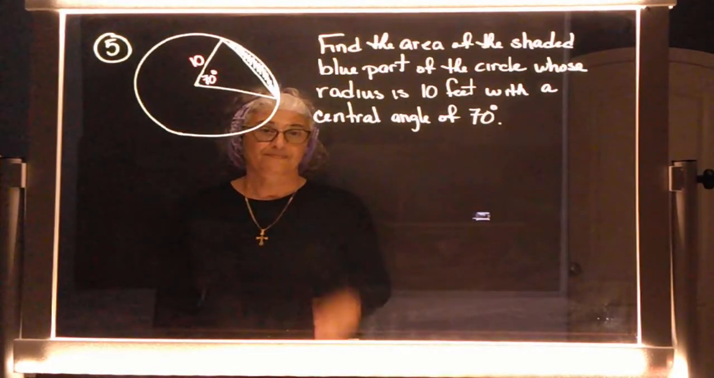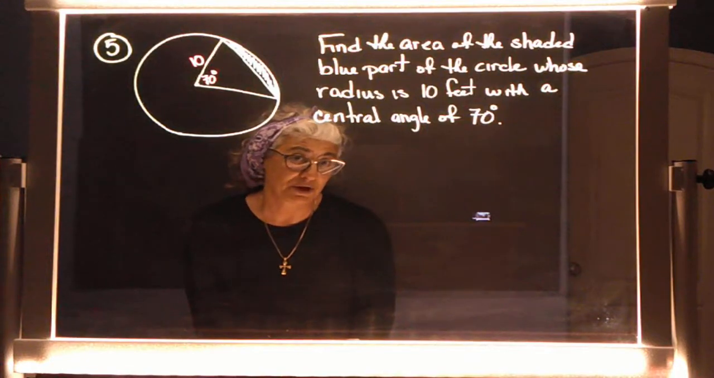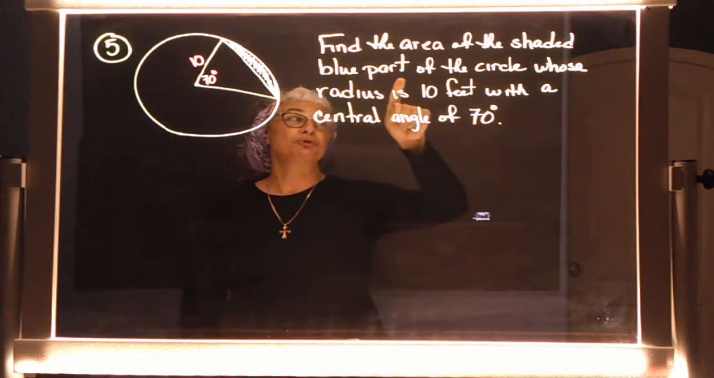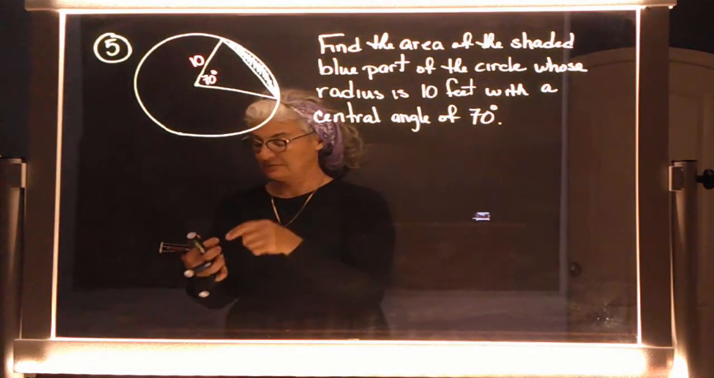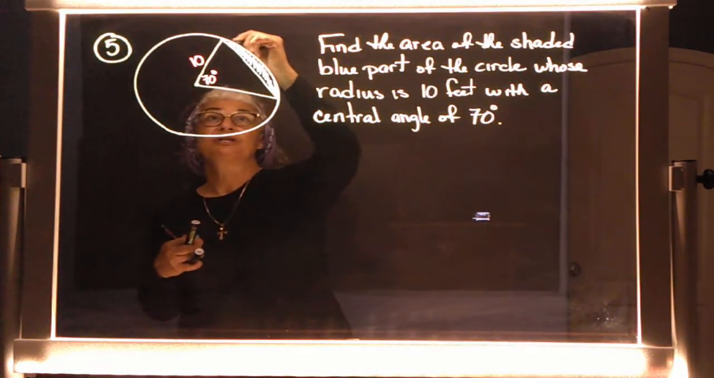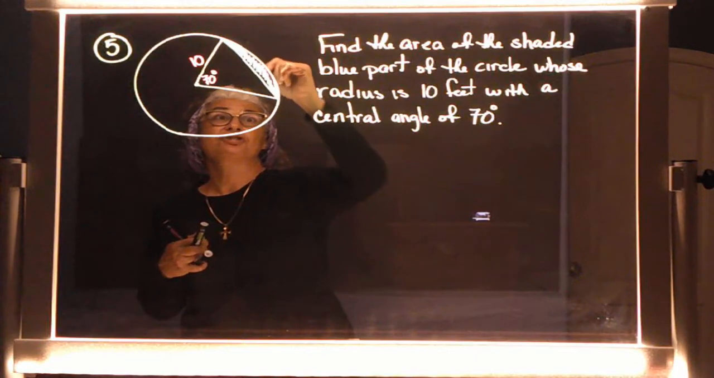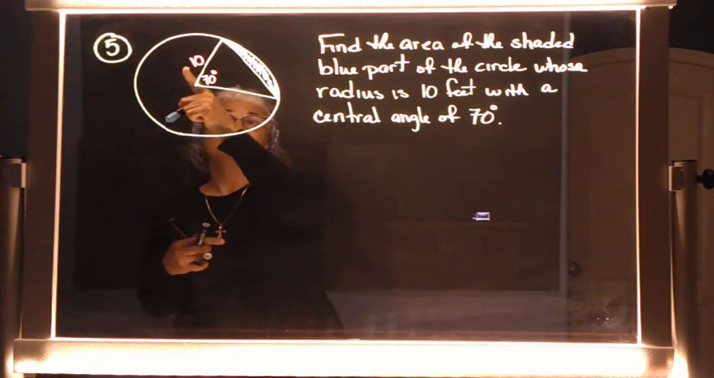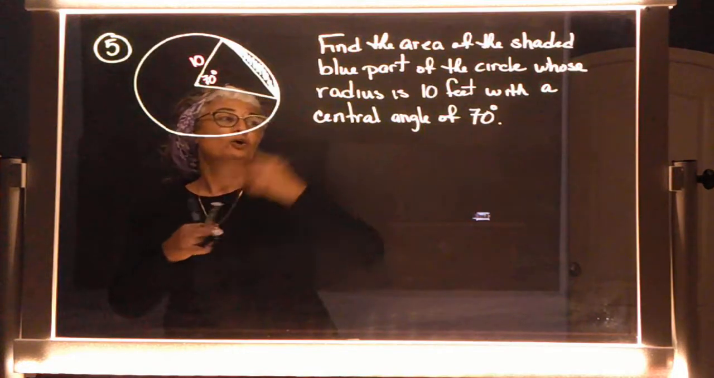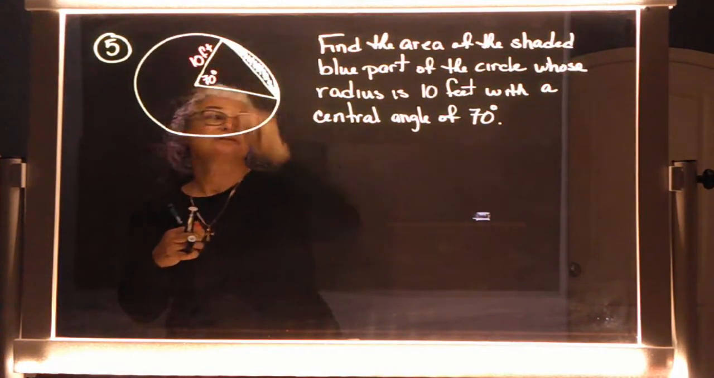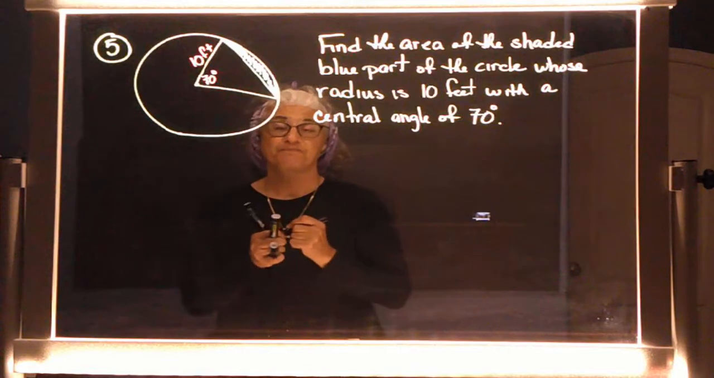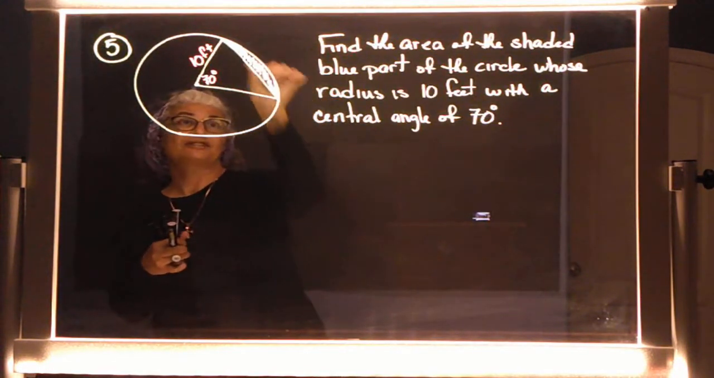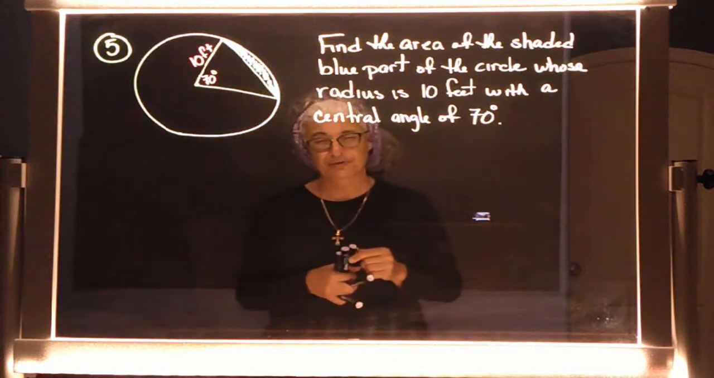One more. Okay, so let's look at this last problem. They're asking us to find the area of the shaded blue part of the circle. I feel like I can't tell which part's blue. It's this part right here that's all shaded, whose radius is 10 feet with a central angle of 70 degrees. So they want me to find the area of just this little section of the circle, so to speak, right?